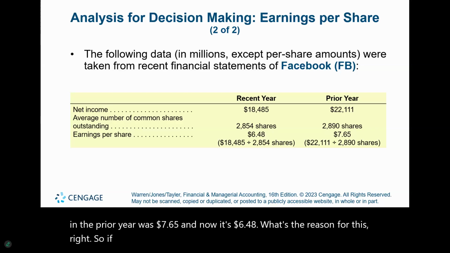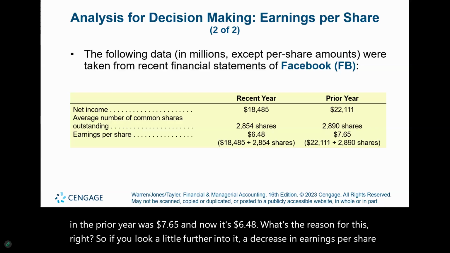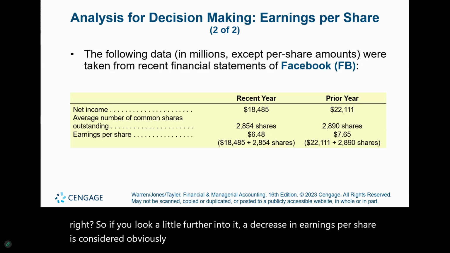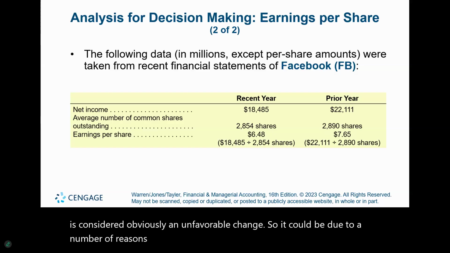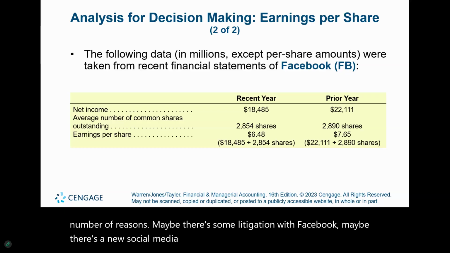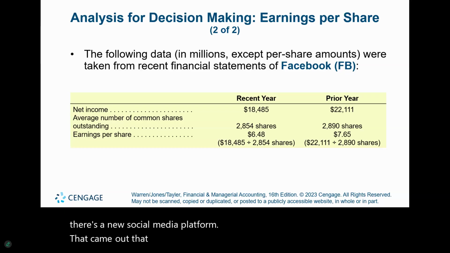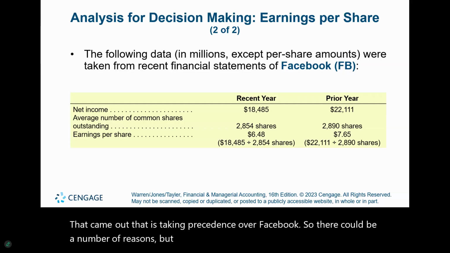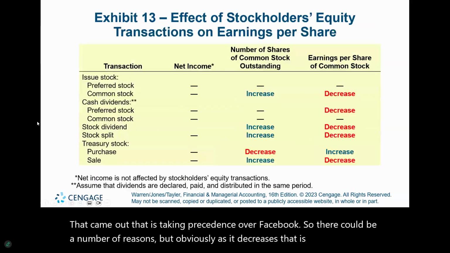If you look a little further into it, a decrease in earnings per share is considered obviously an unfavorable change. It could be due to a number of reasons. Maybe there's some litigation with Facebook. Maybe there's a new social media platform that came out that is taking precedence over Facebook. There could be a number of reasons, but obviously as it decreases, that is considered unfavorable.